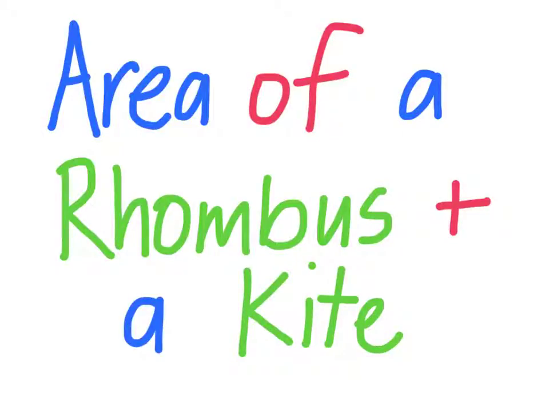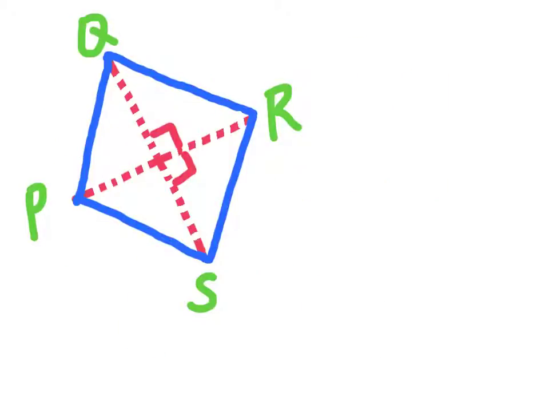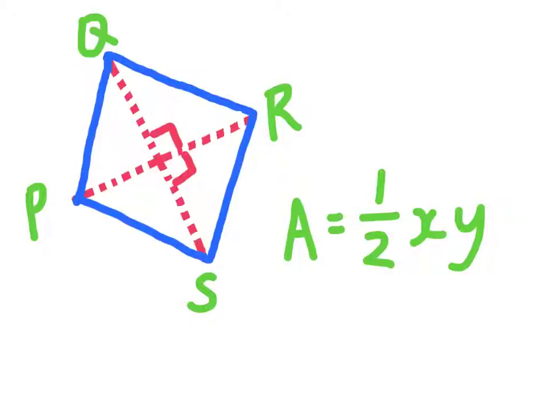Calculating the area of a rhombus and a kite. A rhombus is a shape that has equal sides and the diagonals bisect each other at 90 degrees. The rule for calculating the area of a rhombus is area equals half multiplied by x multiplied by y.